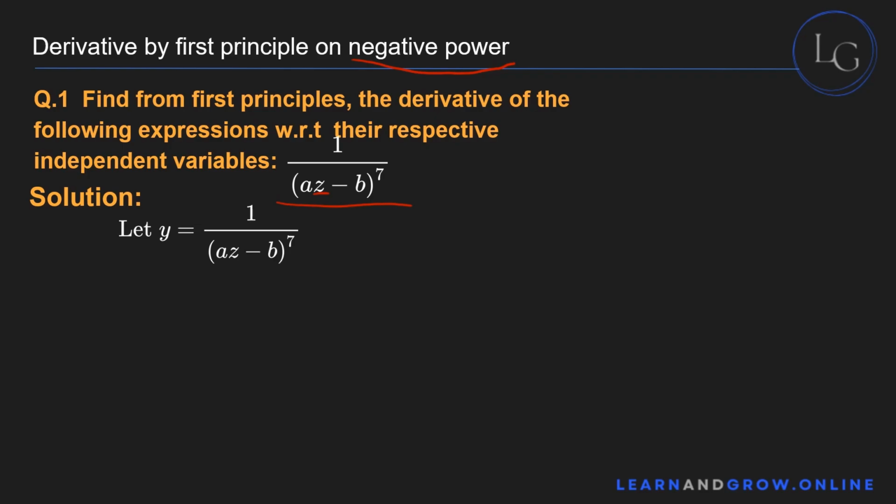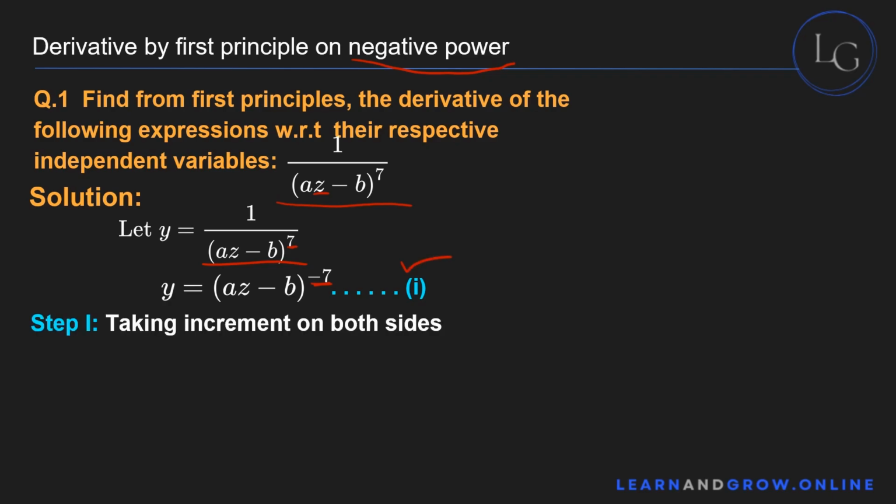So the first step is obviously to let y be equal to the expression 1 over (az minus b) whole to the power 7, and so we'll take this to the numerator, and this 7 becomes negative 7, and this is our equation number 1. The first step is to take the increment on both sides.